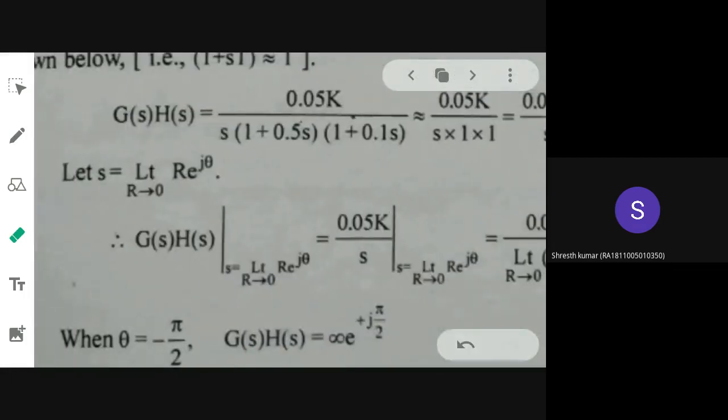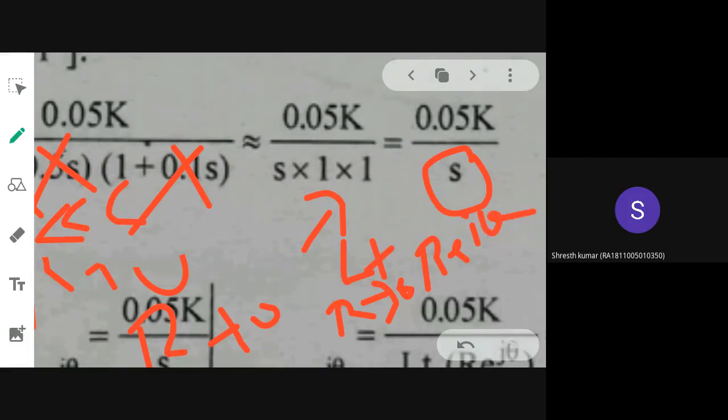Now, in the earlier case, when the radius was infinity, you were eliminating the ones. But here in this case, the radius is almost 0. So if you compare these two terms, we will not eliminate 1, but you will be eliminating the 0.1 s and 0.5 s, because they will be very, very small as the radius is tending to 0, and you will be rewriting the equation. So if you rewrite the equation, it will be 0.05 k divided by s into 1 into 1. In place of s, you are going to substitute limit r tending to 0, r into e power j theta, where theta is varying from minus pi by 2 to plus pi by 2.